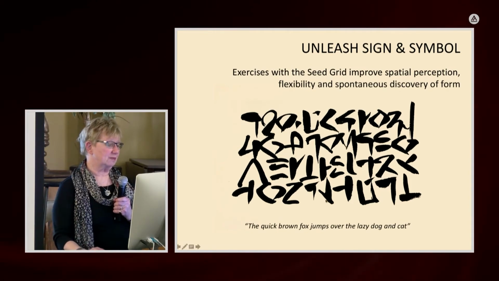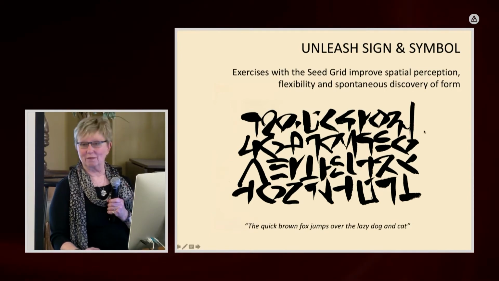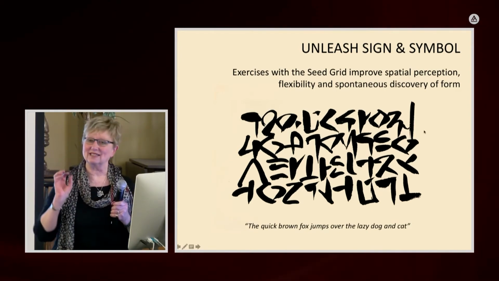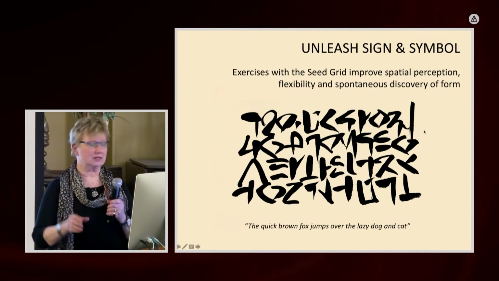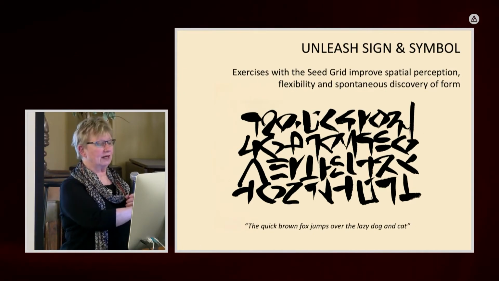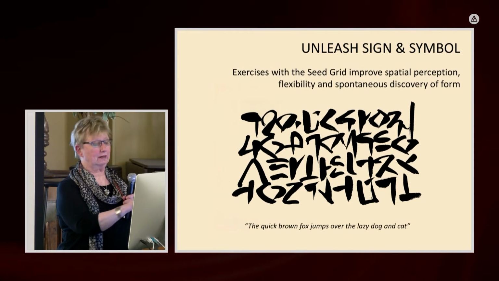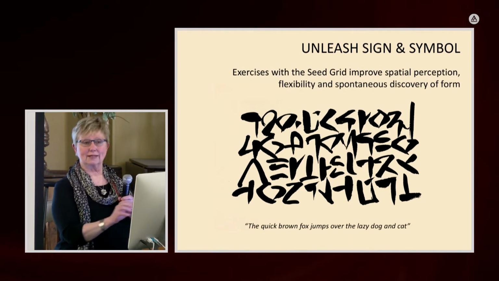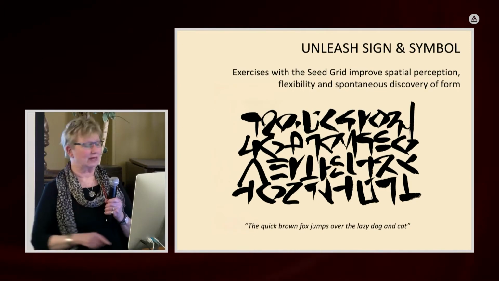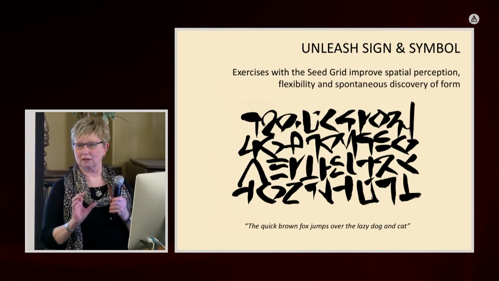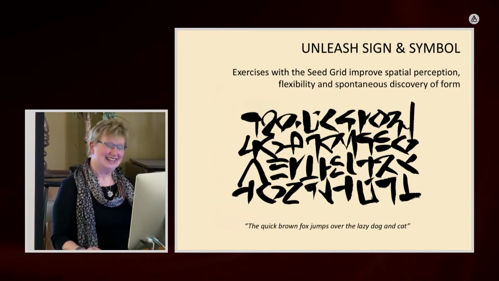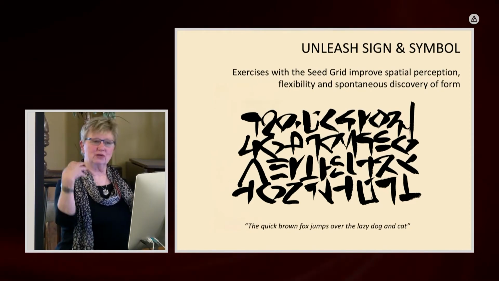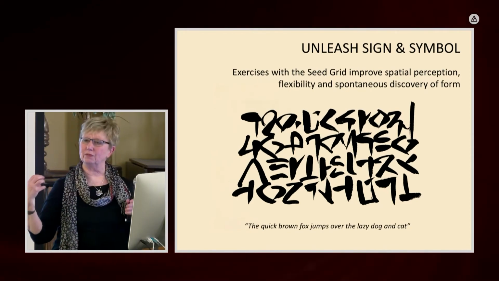So this piece of art is my Pangram, which is an alphabetic sentence. It contains all 26 letters, and it reads, "The quick brown fox jumps over the lazy dog and cat." And I added "and cat" because it didn't make a nice text block. So there it is.